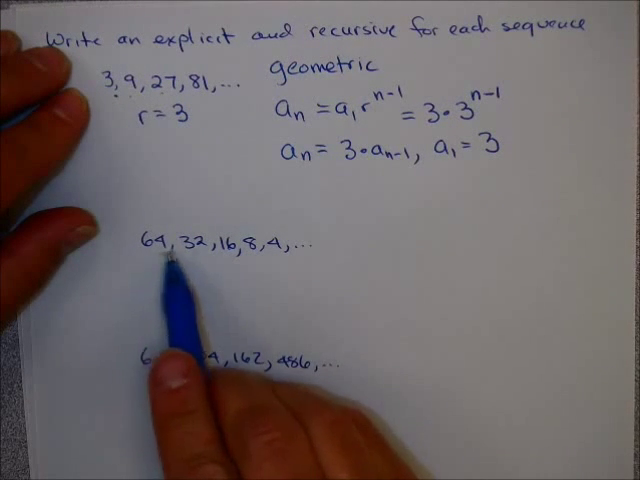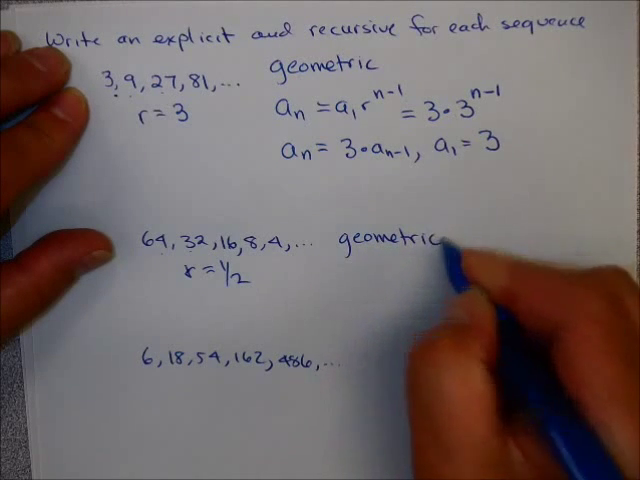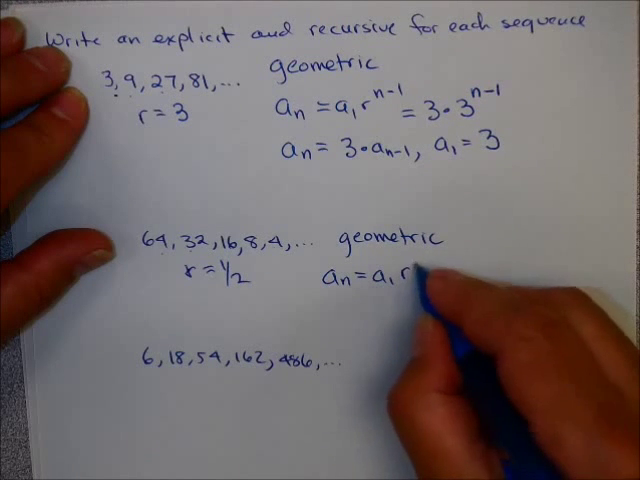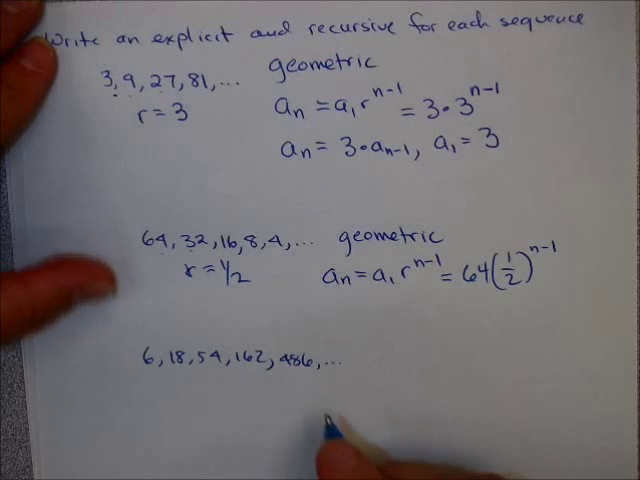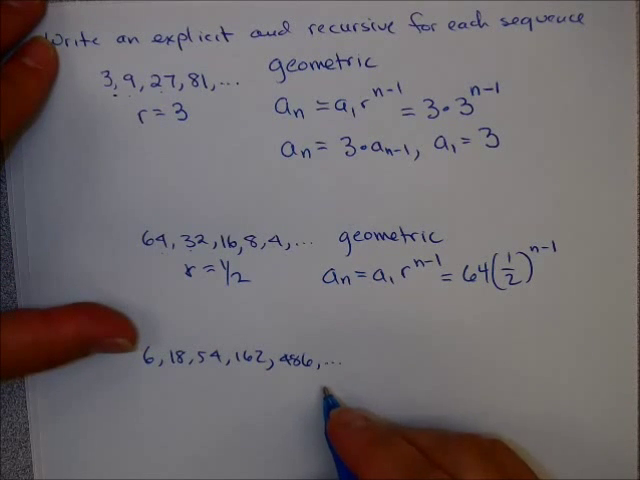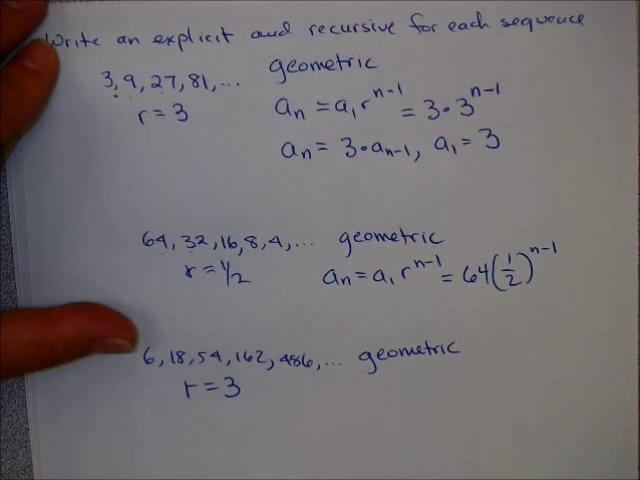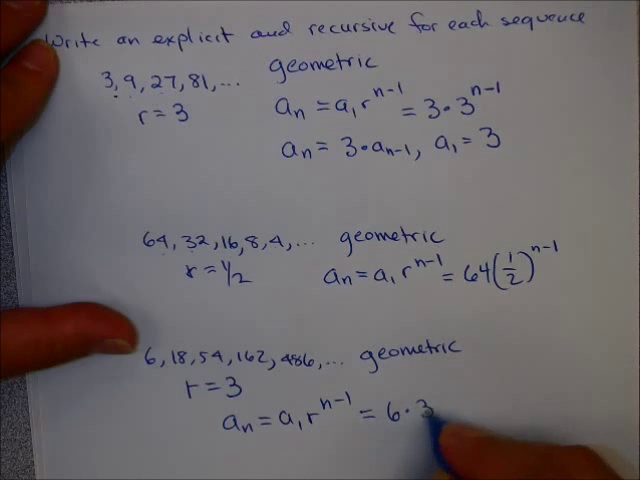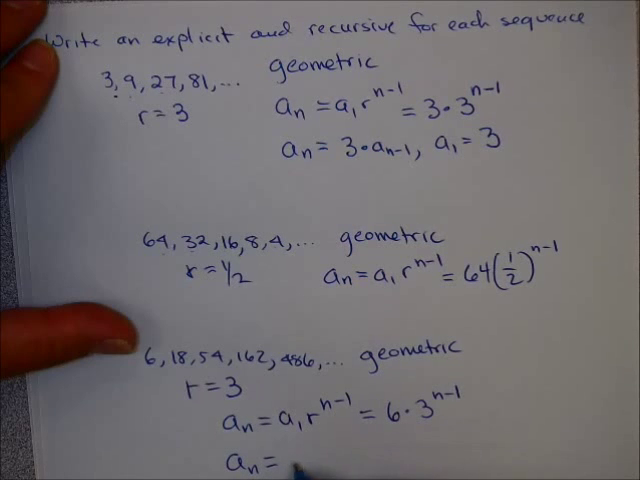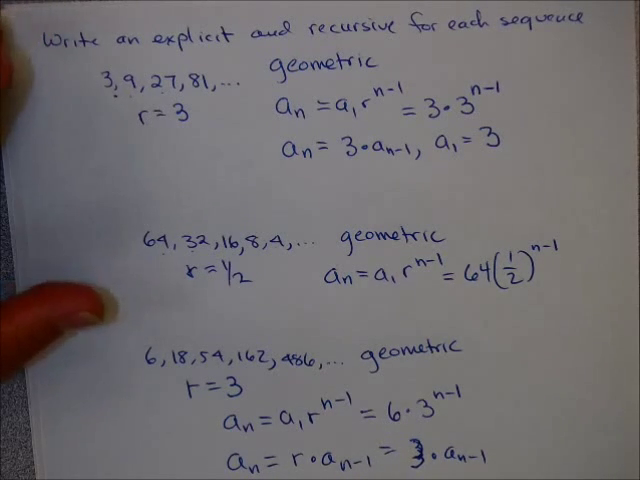Okay? Here, what about this one? Well, again, this is geometric, the common ratio of 1/2. So, explicit formula is a1 r to the n minus 1. My first term is 64. This is 1/2 to the n minus 1. This one is also geometric. And you'll notice the common ratio is 3. So, what's the explicit formula? a sub n equals a1 times r to the n minus 1. So 6 times 3 to the n minus 1. And recursive formula is r times a sub n minus 1. So that means it's 3 times a sub n minus 1. And of course, don't forget to put the first term in there too.